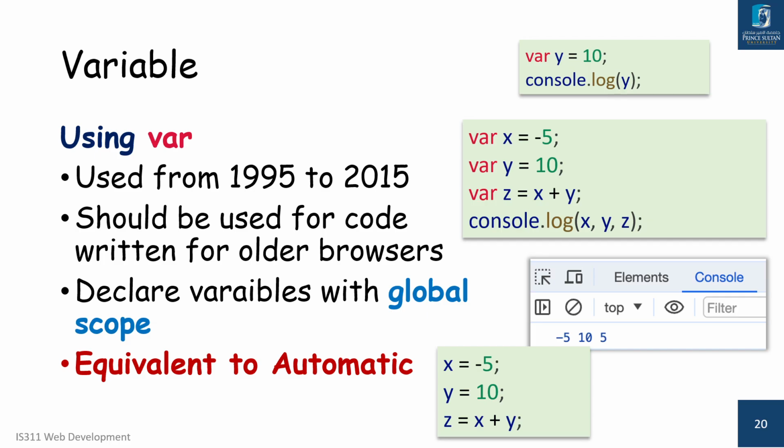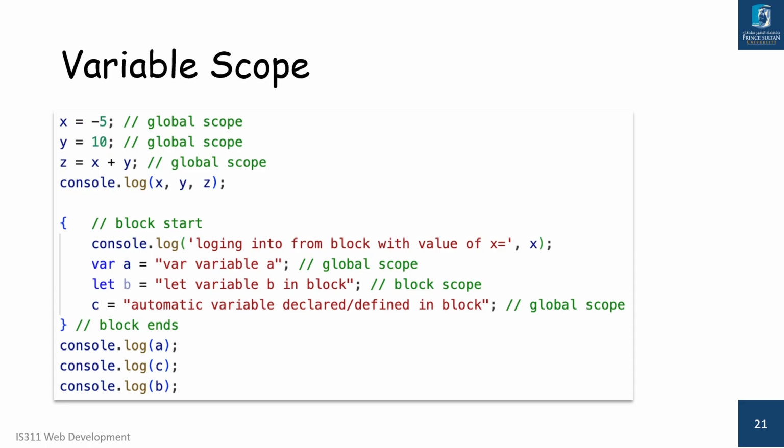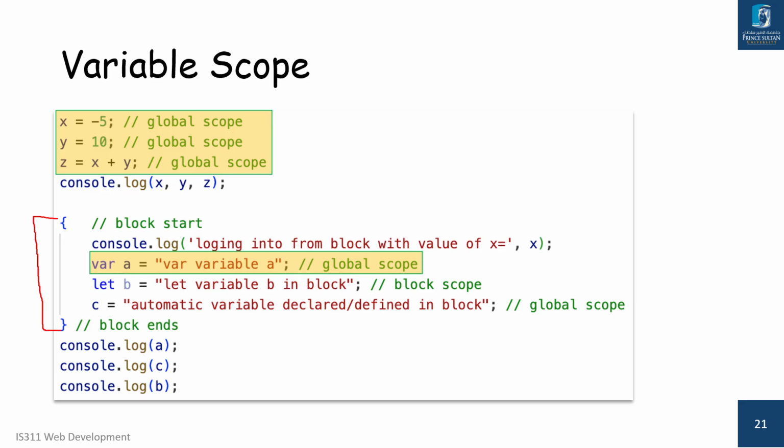Equivalent to the automatic, declaring the global variables. So here, these are the global variables which have been defined automatically. x is equal to -5, y is equal to 10, z is equal to this, and then we are putting a console line. And here we are defining a variable inside a block. We created a block, I mean, we say curly bracket start, curly bracket end. So this is a block of code. If we define a variable inside using automatic or var, again, it will define that variable globally. It is not accessible only in this block.